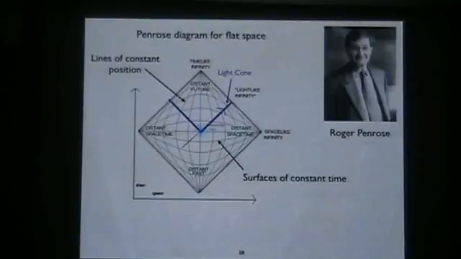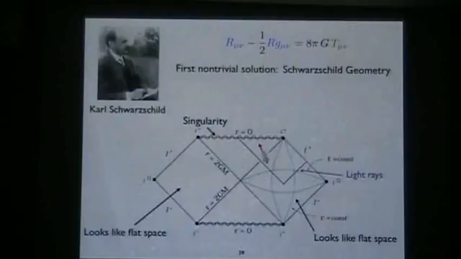So I said that Einstein's equations were very difficult, and Einstein thought that maybe nobody would ever solve them, so he wrote them in 1915, 1916, and naturally, almost immediately, somebody found a solution. And that solution was found by Karl Schwarzschild. And here's a picture of his solution, a Penrose diagram picture of his solution.